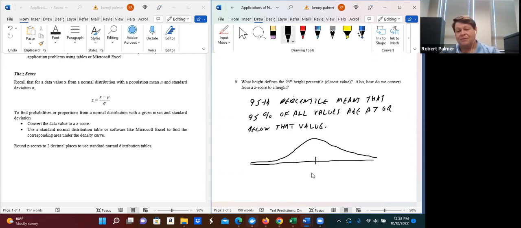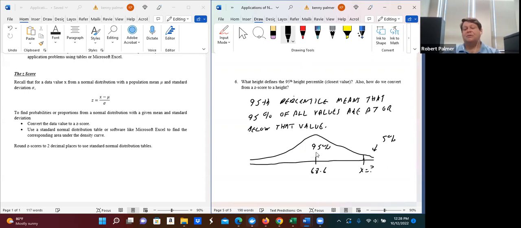So here's our mean of 68.6. And then somewhere over here is this particular X value, a height value. We don't know what it is. Basically, this cutoff right here: 95% of your data is below here, and this little bit right here is 5%. Or in terms of decimals, this is 0.95, this is 0.05. So we need to find this X value that's a cutoff.